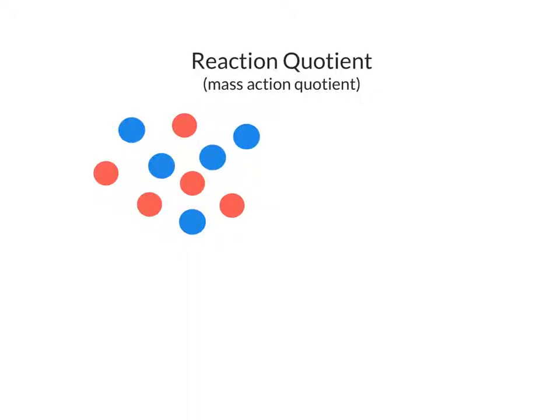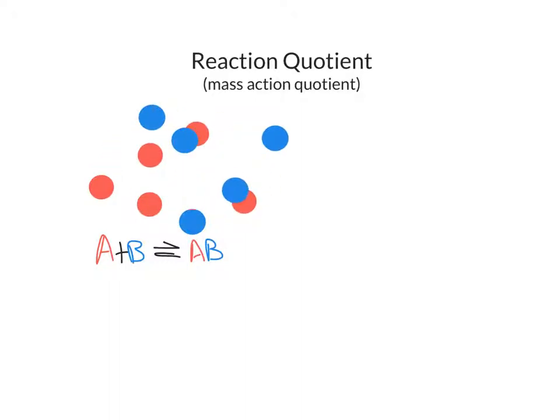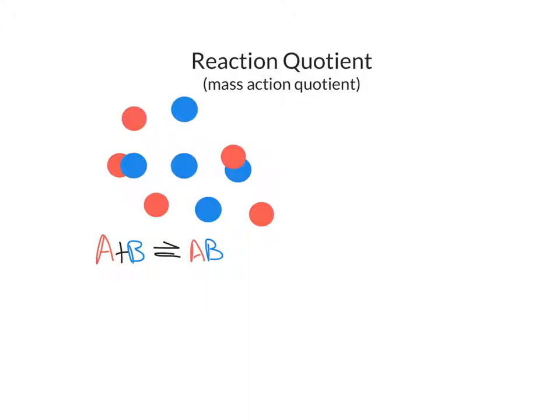Let's imagine that I have a reaction that involves A molecules plus B molecules to form AB molecules. And this reaction is an equilibrium reaction. What would happen if I start the reaction with only A and B present? Initially, we start to make some AB molecules.